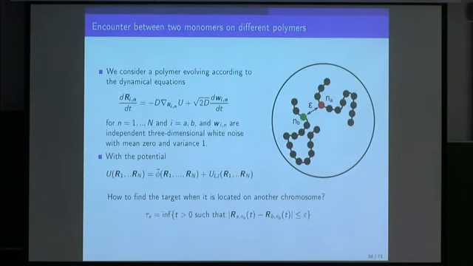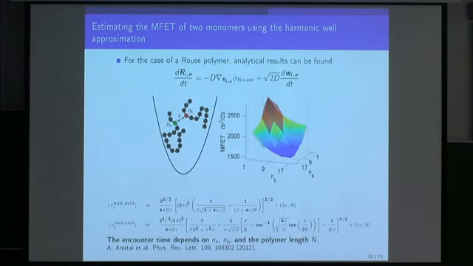Okay, so we generalize this to the case of two monomers on two different polymers, and this can be solved sort of analytically without Lennard-Jones interactions. So again, this is the formalizing of how we define the mean first encounter time, and replacing again the confinement by a harmonic well, we were able to derive an expression for the mean first encounter time between the two monomers. And what we see is that it depends on the position of the monomer along the chain.